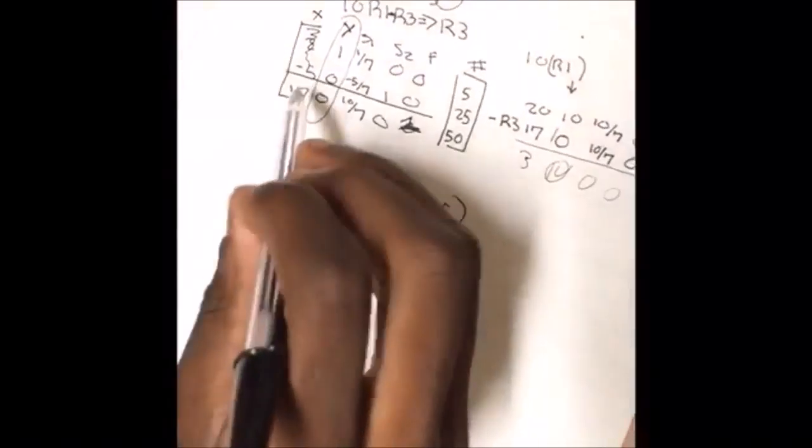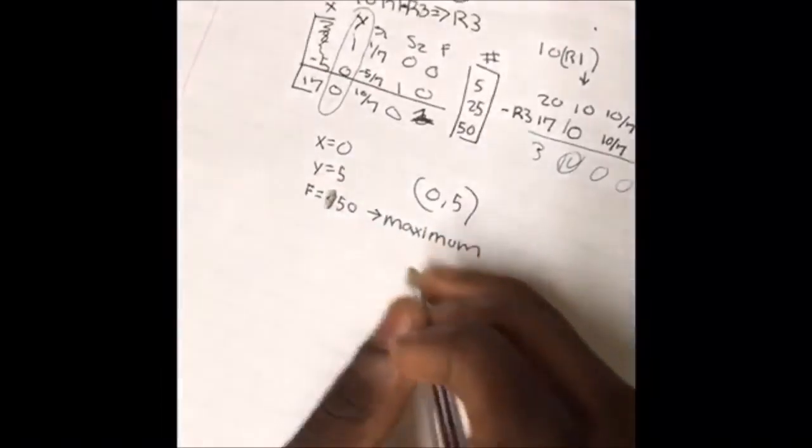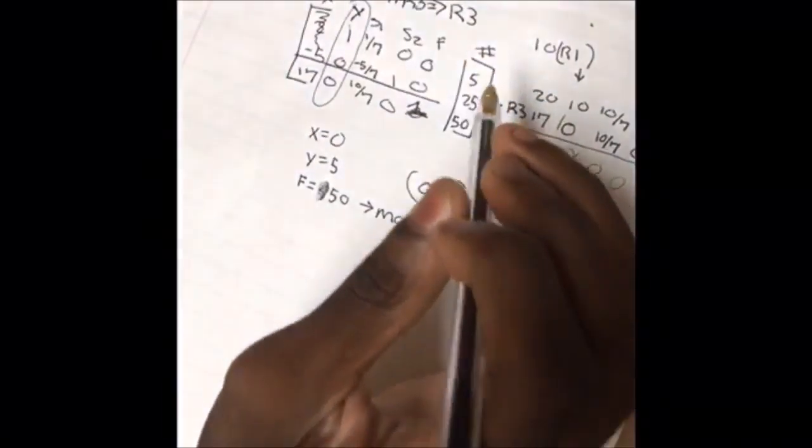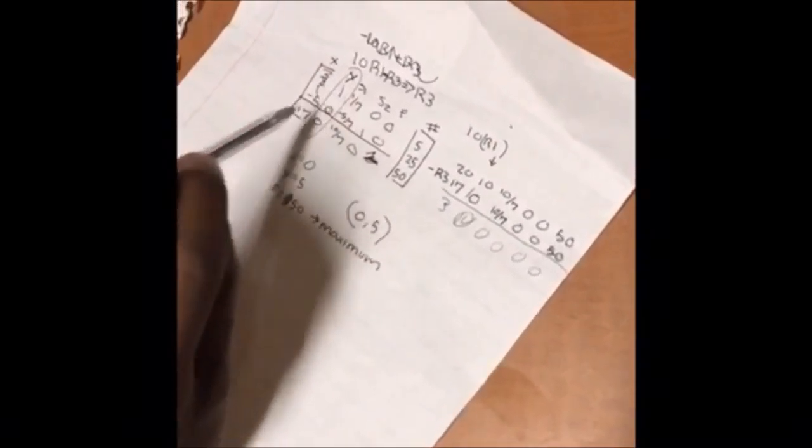Now we have 1s in our pivot column. We want 1s and 0s as follows. So now we're going to take that and we have our 0, our 1, our 0, and our 0.